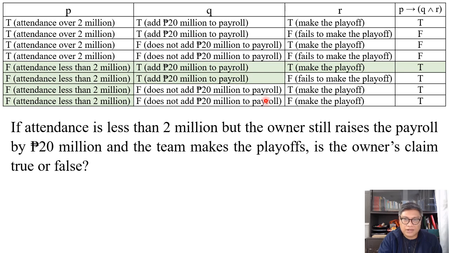Then the last statement is the team makes the playoffs. Here you can have makes the playoffs or fails to make the playoffs. So this one here is the correct one. This is now the statement that we need, and here we already have the result, and that will be our answer. So our answer will be true. The claim of the owner is a true statement.